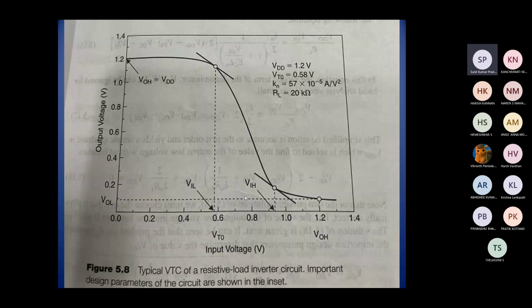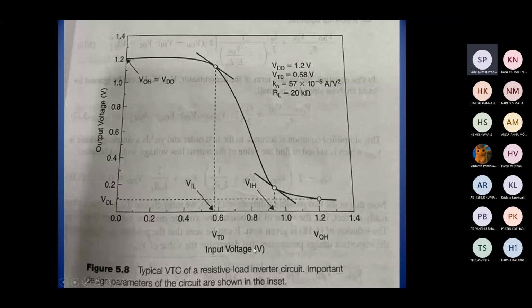Now this is the typical voltage transfer characteristic, called VTC, of the resistive load inverter circuit, and that is very important. Now these are some conditions we have to think about and determine accordingly. So this is our output high voltage. As you know, the voltage transfer characteristic is drawn between output voltage with respect to input voltage. So the output voltage is our dependent variable, and the input voltage V in is our independent variable. So output voltage is drawn with respect to the input voltage.